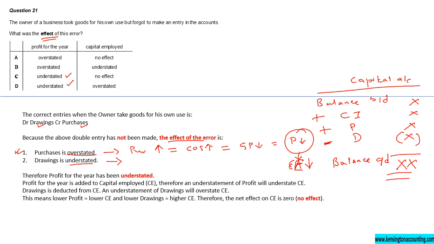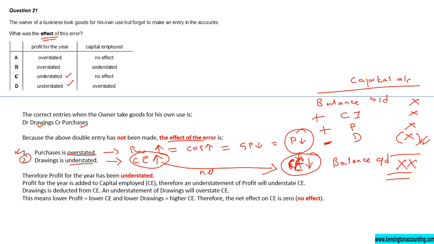Now to item number 2 here, drawings is understated. Drawings is a deduction. An understatement of drawings, what effect will it have on capital employed? When you have a lower drawings figure, the capital employed will be overstated, because it's a deduction here. So the first item lowers capital employed, and the second item increases capital employed.